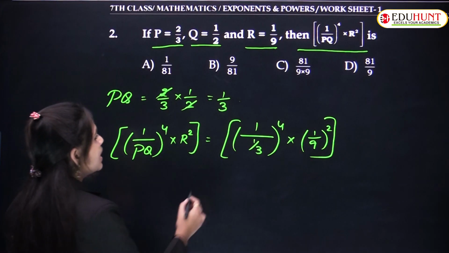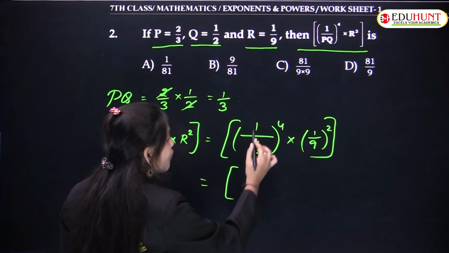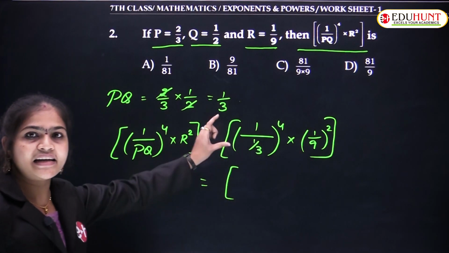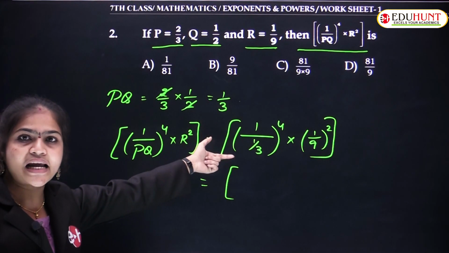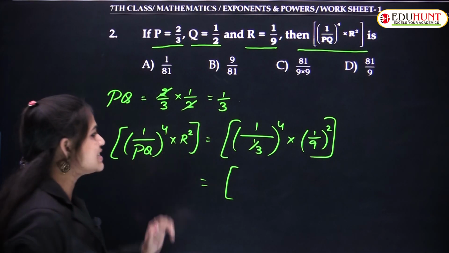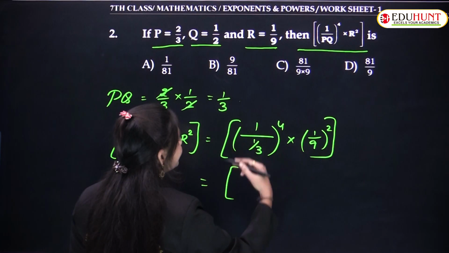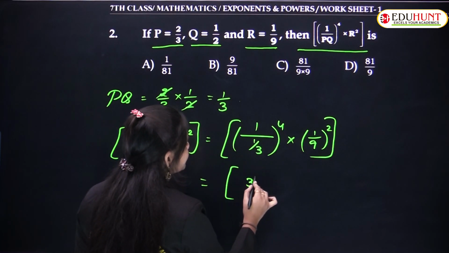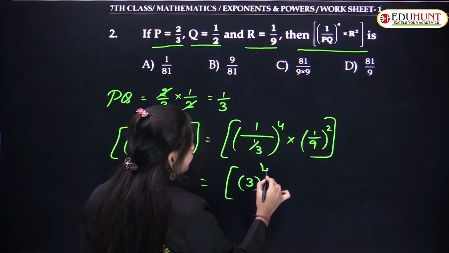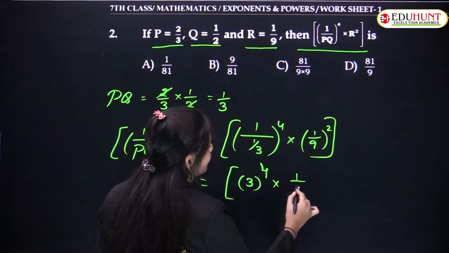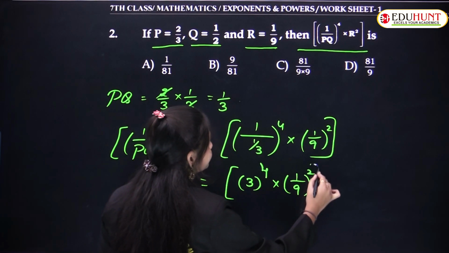Clear? Yes. Now here see that 1 by 1 by 3, which means in the denominator also again we are having that fraction. So that fraction becomes reciprocal. Then here 1 by 3 becomes 3 by 1, which means 3. So 3 power 4 into 1 by 9 whole square.